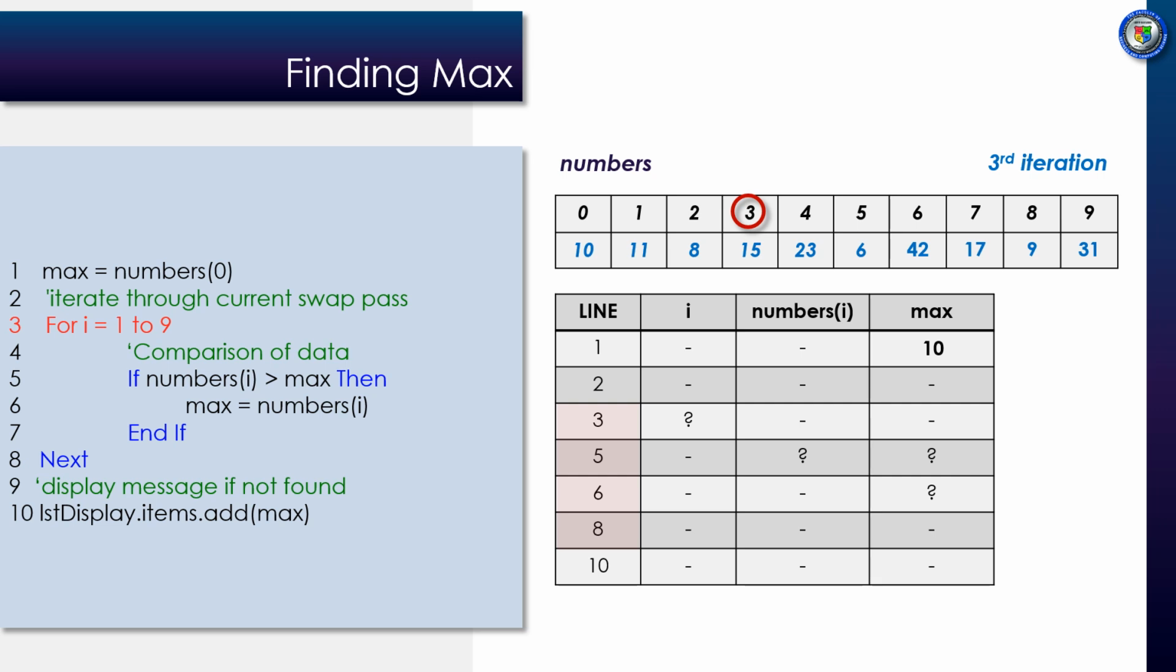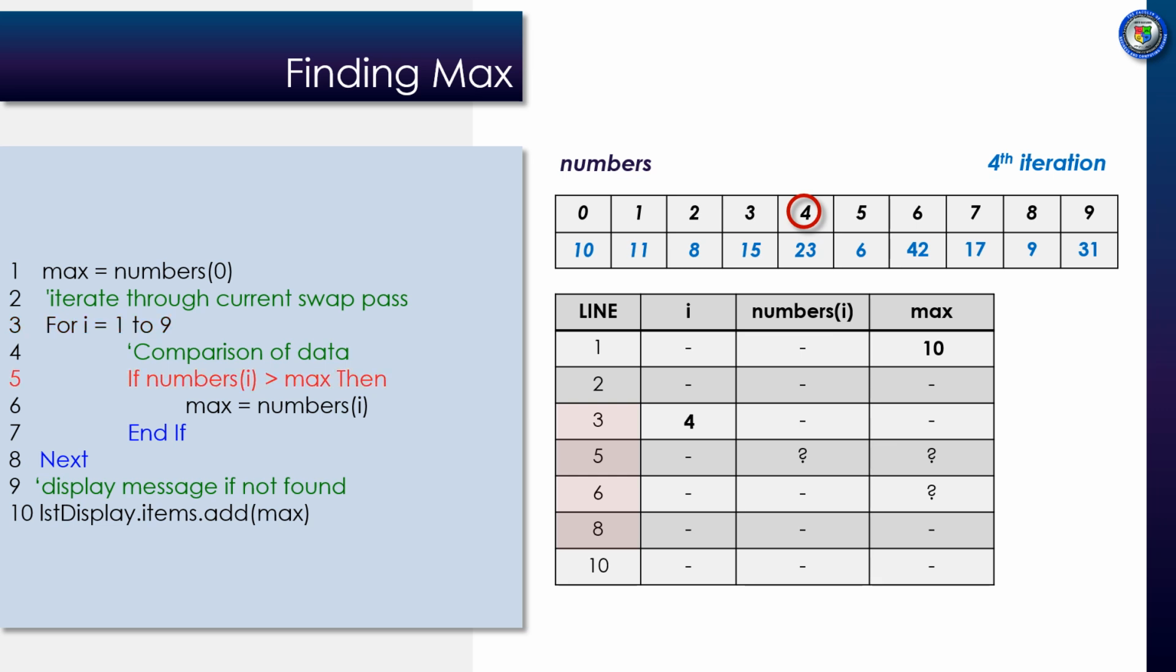Traversing and iterating around a loop, i increments to 3. Numbers[i], so numbers index 3, is 15, and if that is greater than max, which is 11, which it is, that condition is met, and we will replace max with the value 15. Again, we will iterate around the loop, incrementing i to 4.